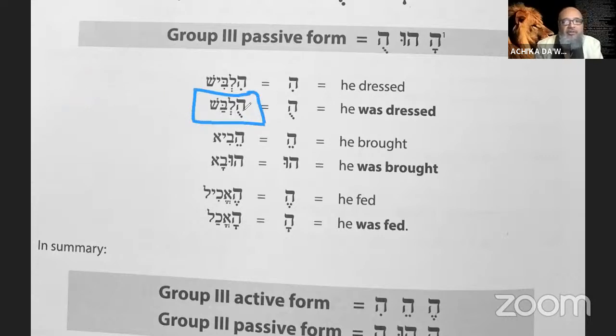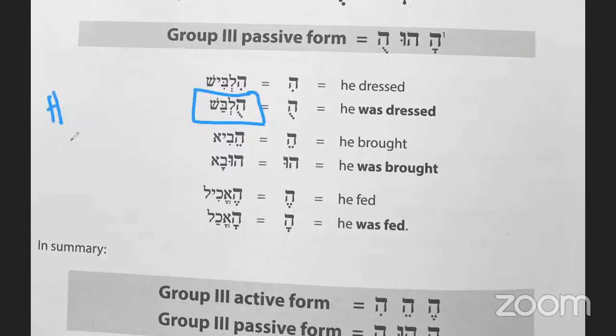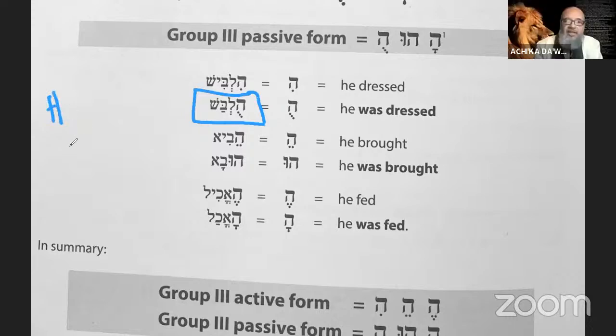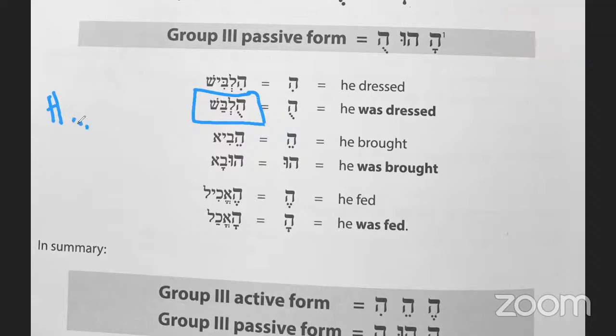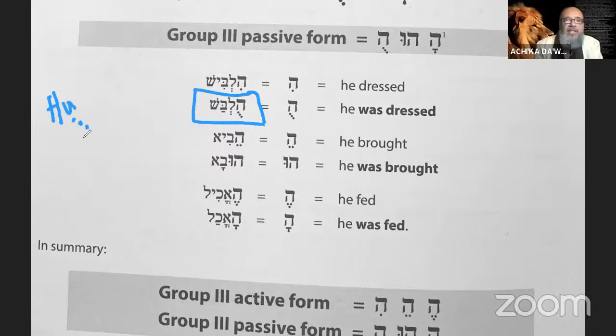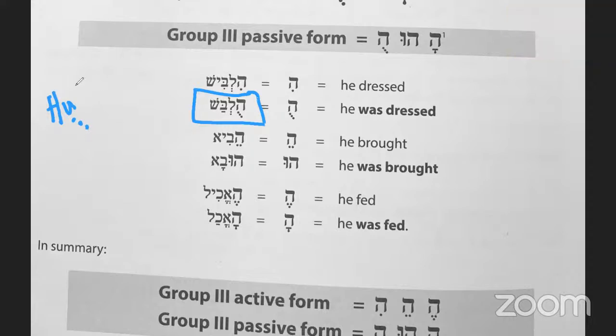So let's start off. The first one is a hey on the front, and that's the letter what? H. Okay, that's done. Now you've got three dots. What are the three dots from what I told you? It's a U sound. Now it's short, so you've got to say it together. What's the next letter? Lamed. L.